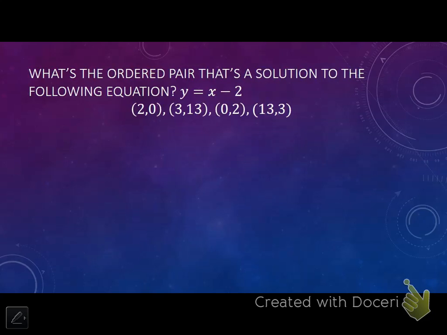Okay, what's the ordered pair that's a solution to the following equation? So to find if it's a solution, we're just going to plug the points in. So we're going to plug this in for x and y. So 0 equals 2 minus 2. Well, 2 minus 2 is 0, so that's my answer.